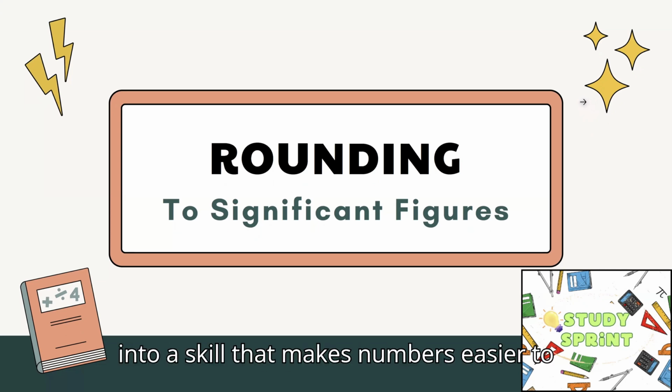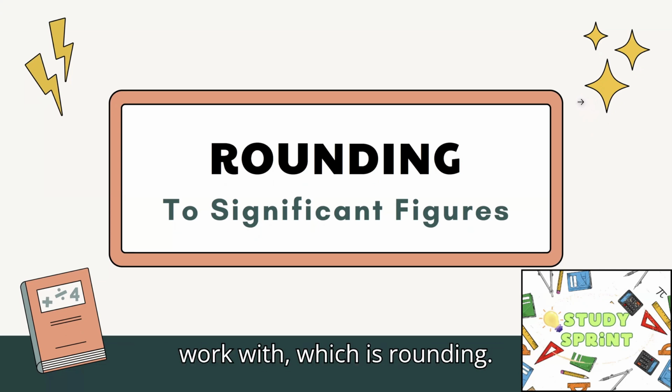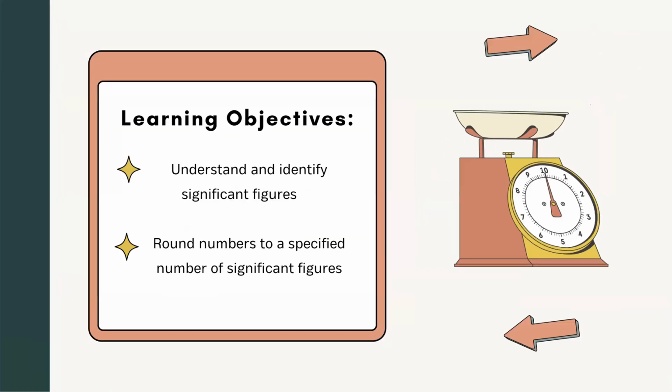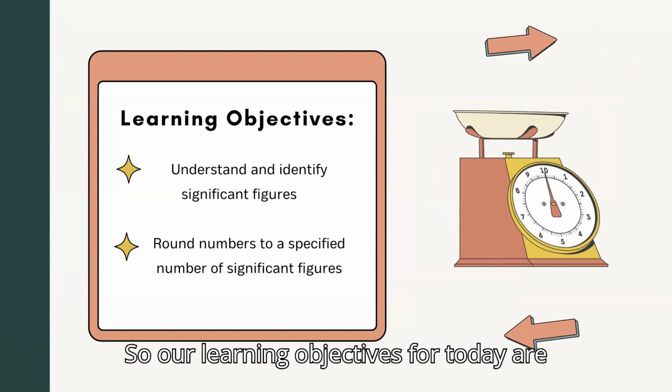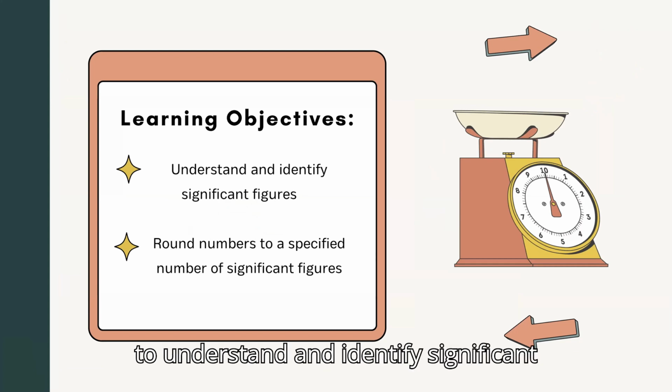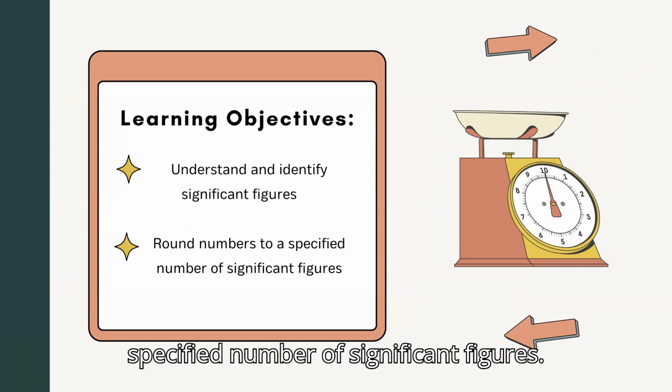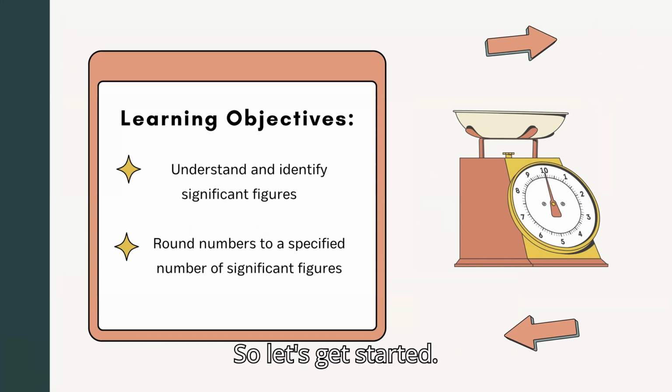Today we're diving into a skill that makes numbers easier to work with, which is rounding. So our learning objectives for today are to understand and identify significant figures and to round numbers to a specified number of significant figures. So let's get started.